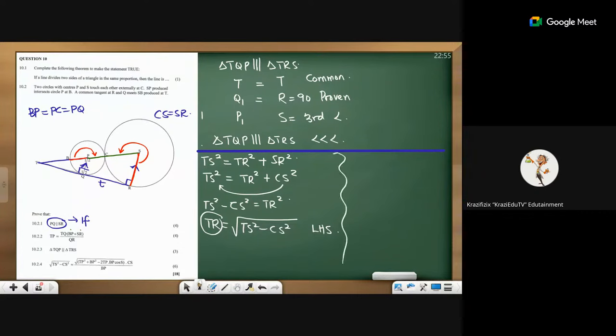It simply means, look at this. TR must therefore be equal to this whole square root, CS over BP, whatever is in that square root. We're going to go to that square root. But that square root, I already see something. I see that square root is cosine rho. I don't know if you see it.